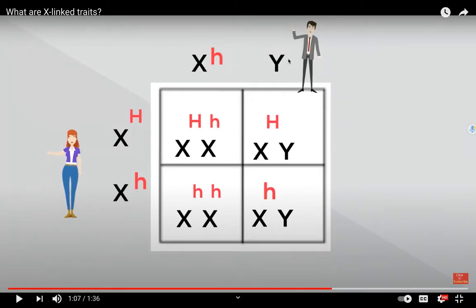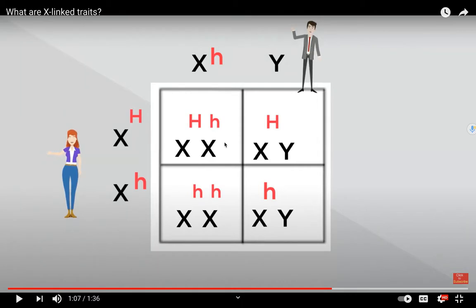The man only has one X. That one X has a recessive allele on it, so he is going to show the recessive condition. He has hemophilia. So this is a normal woman that is a carrier crossed with a man with hemophilia. Check out their offspring.